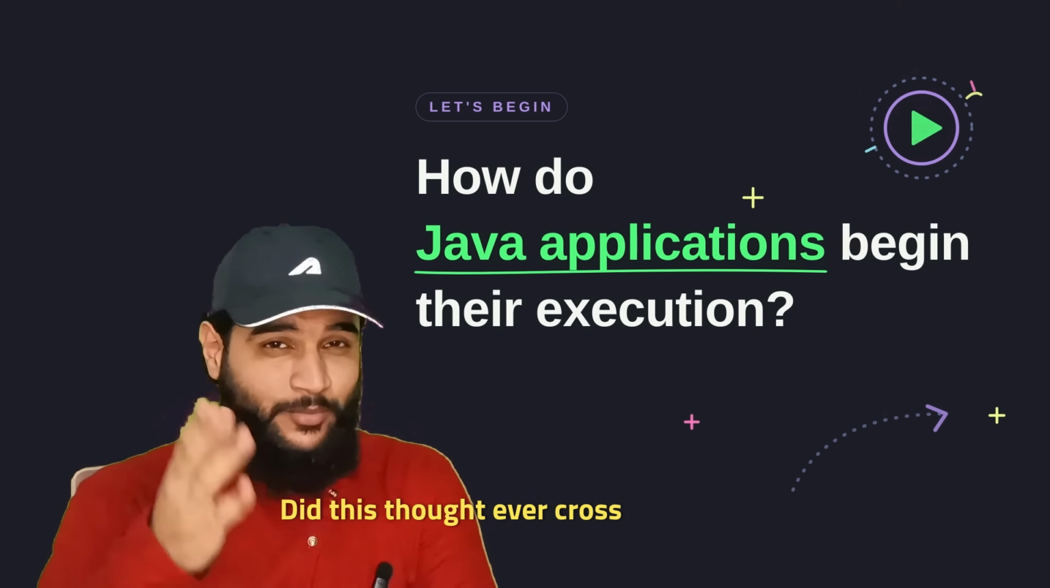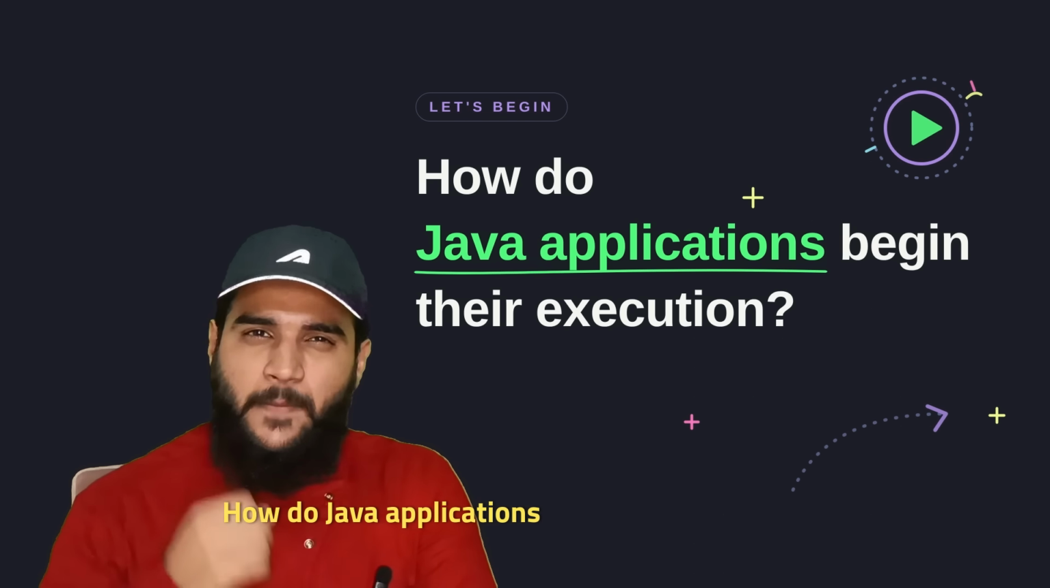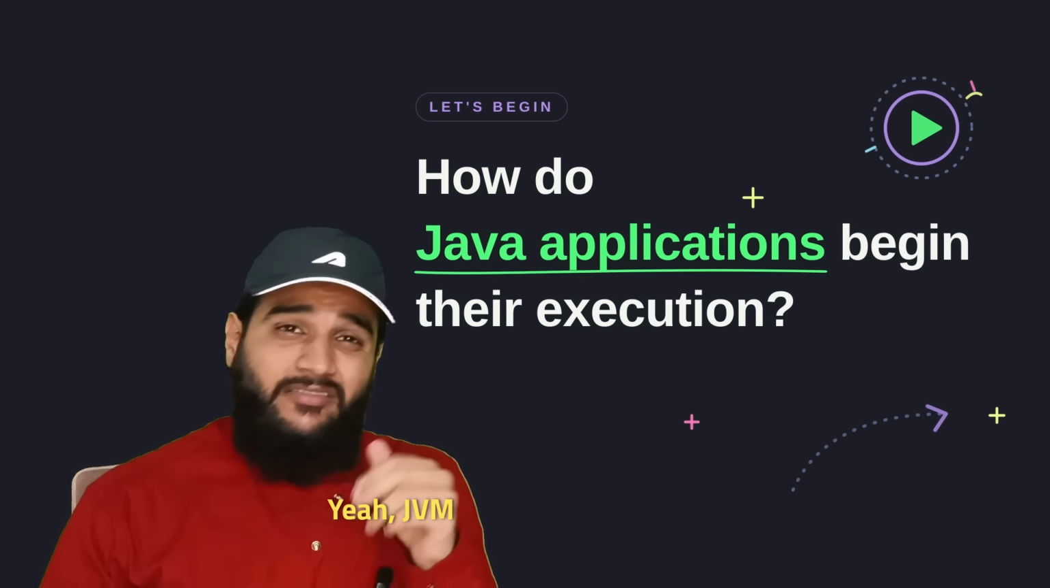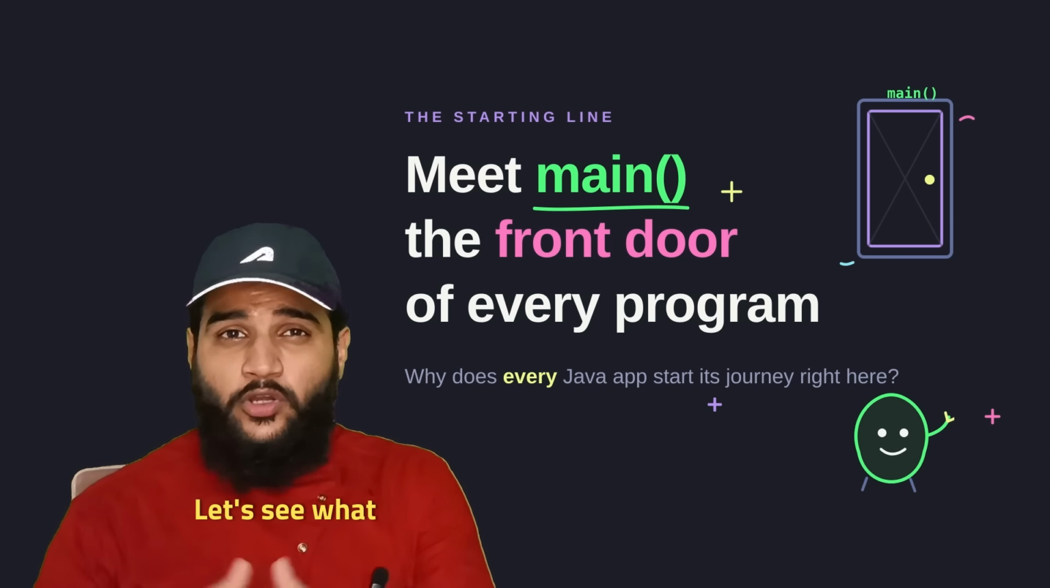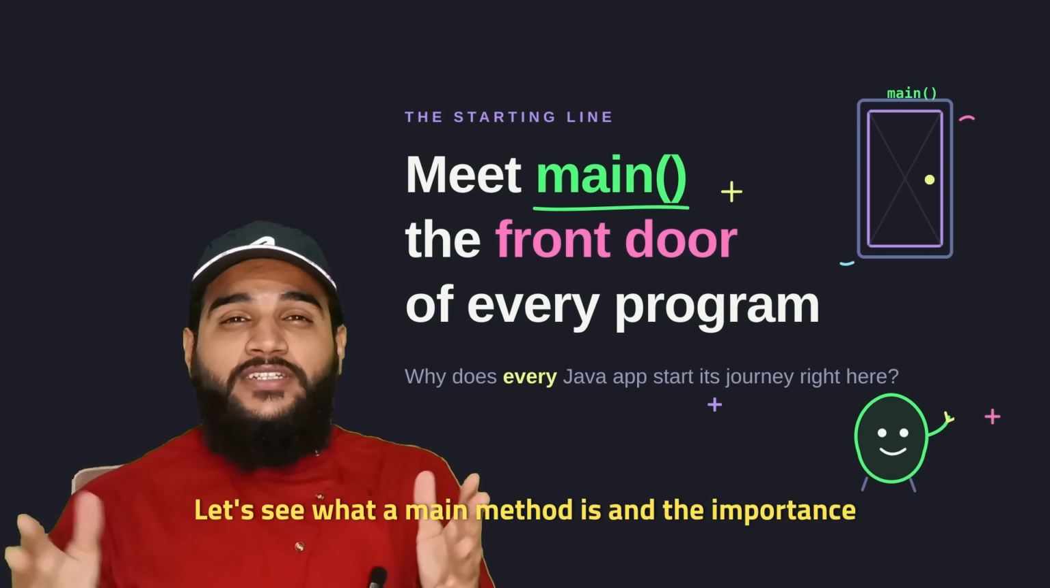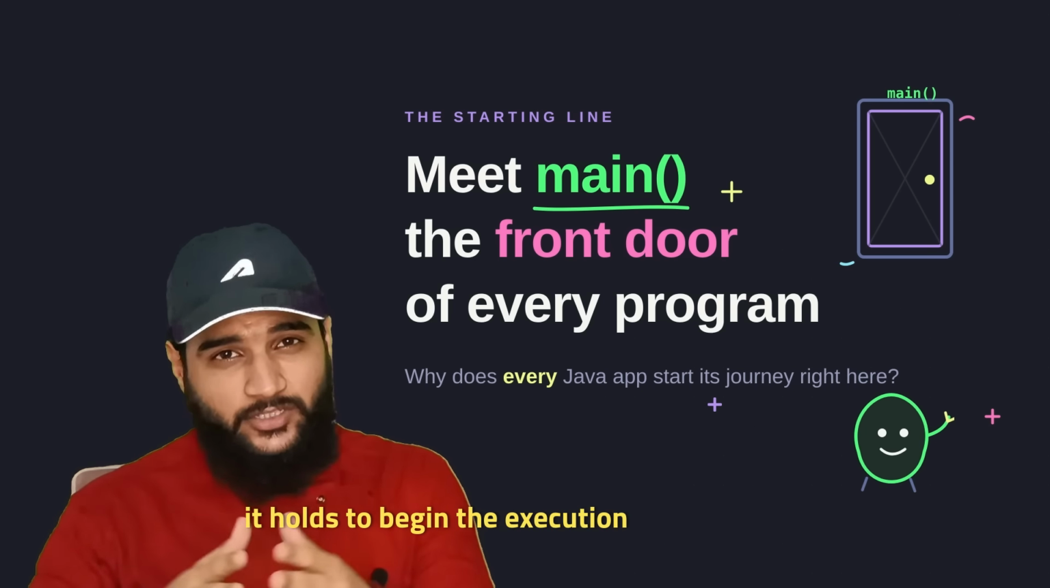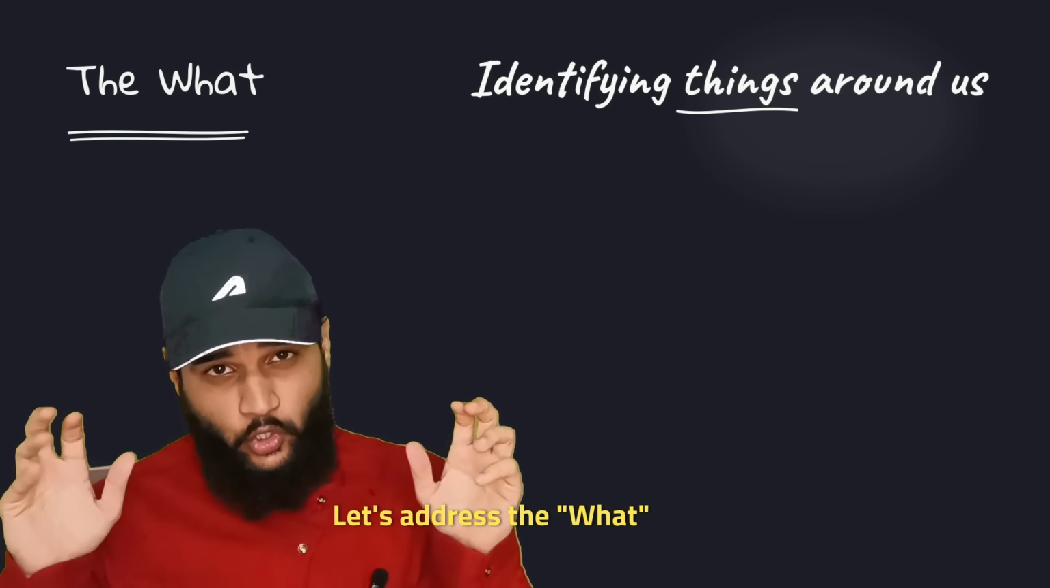Did this thought ever cross your mind? How do Java applications begin their execution? Yeah, JVM runs the application alright, but where does it begin? Let's see what a main method is and the importance it holds to begin the execution of a program. Let's address the what first.